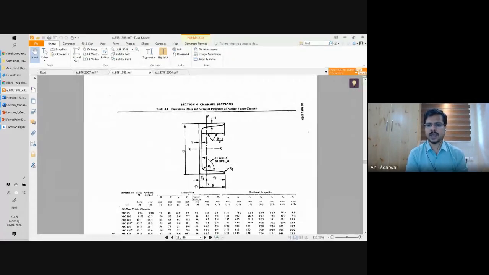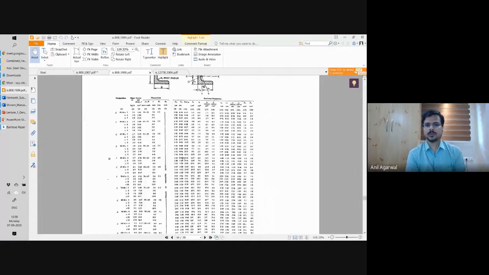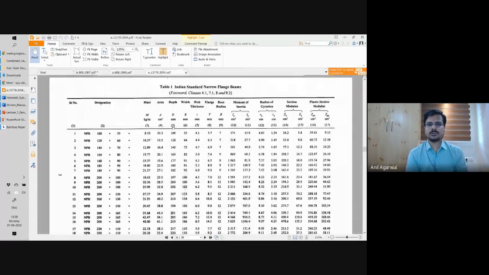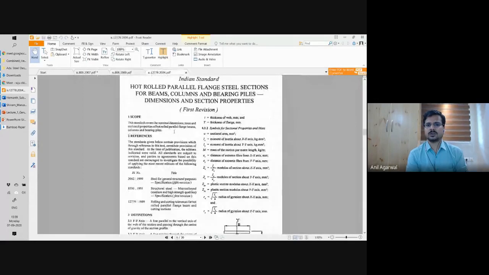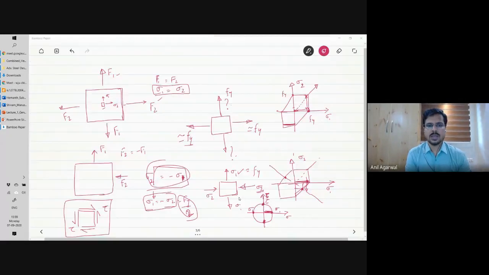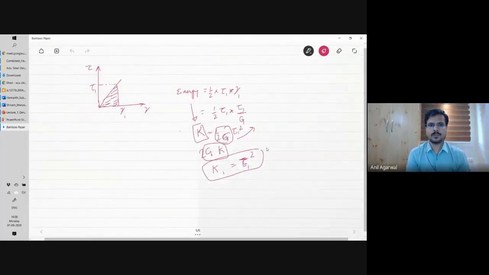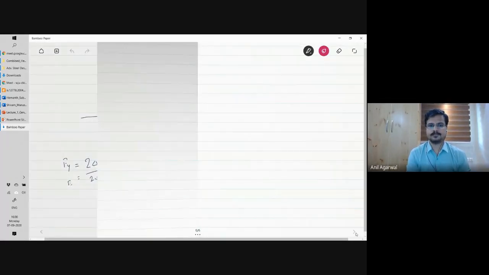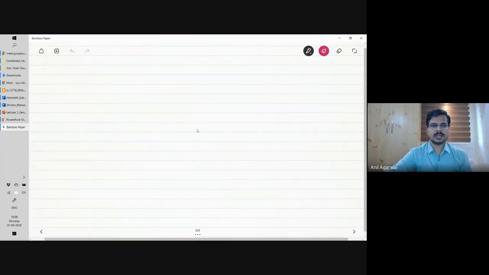Then you have channel sections, angle sections, T sections, and so on. I'm not going to go into that. In addition to that, there is another class of sections which are known as parallel flange sections. And what is the fundamental difference between parallel flange and the regular IS sections is this. So our regular IS sections have this kind of a shape. Again, excuse me for the poor quality drawings.